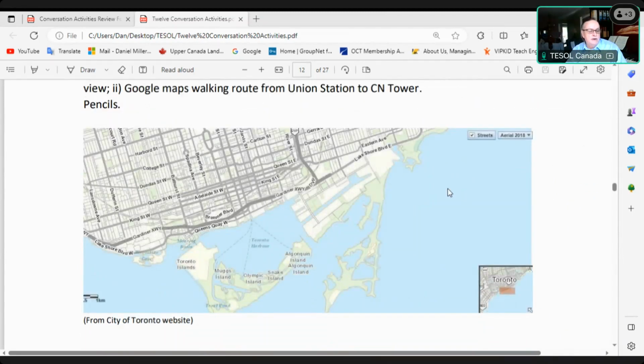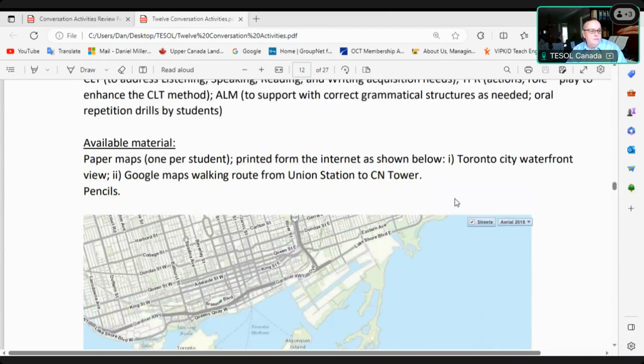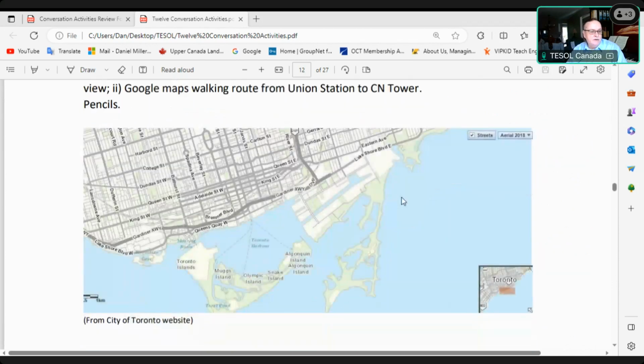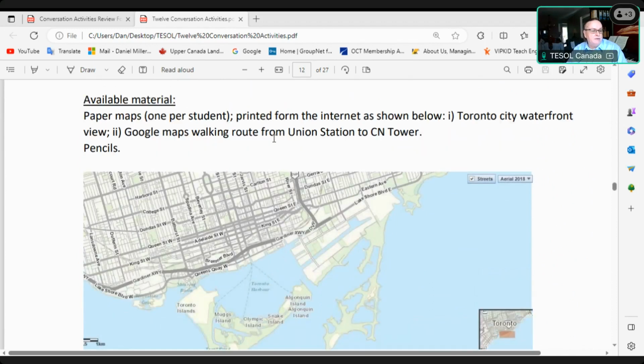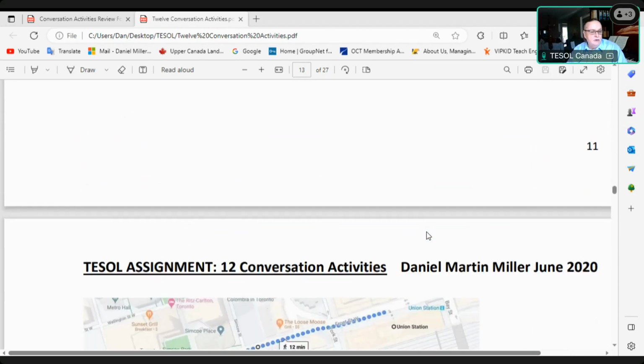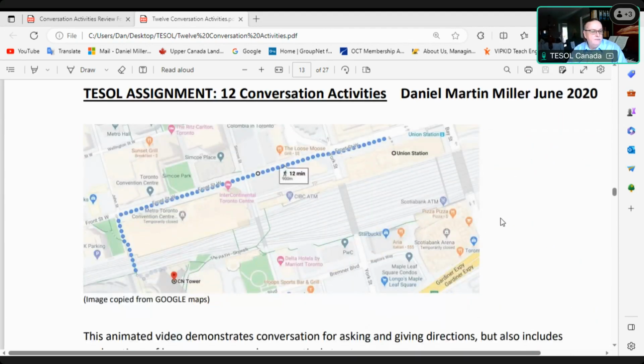So you should also include any handouts that you might give to students. In this particular lesson that you're looking at right now, this is about map reading and establishing an itinerary. This is downtown Toronto and the CN Tower. The students have to map out a route from Union Station to the CN Tower. So I would give them a handout of this map. And you need to include pictures of any handouts that you would give.